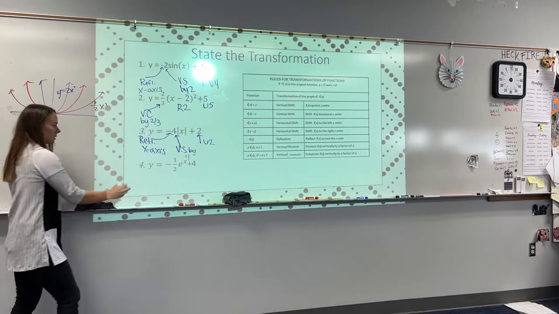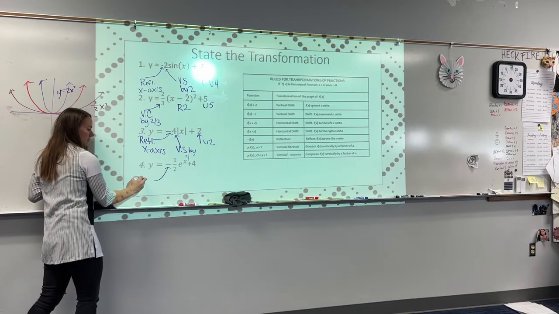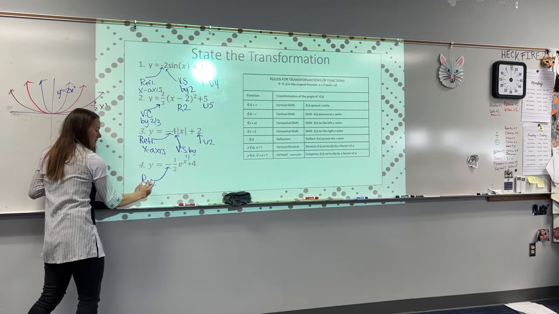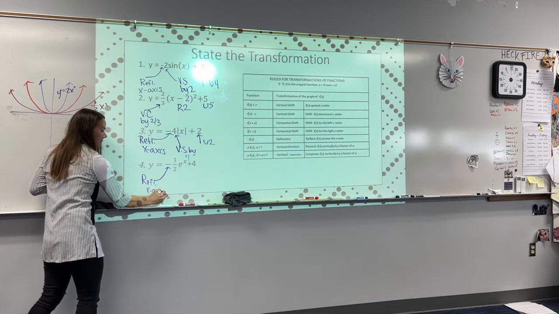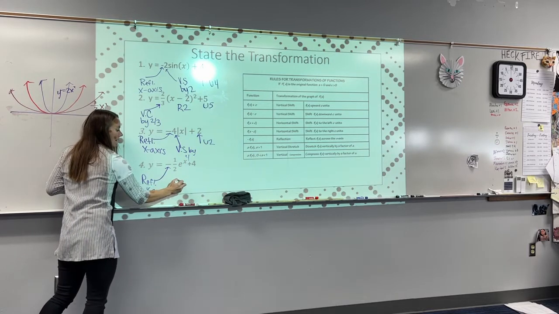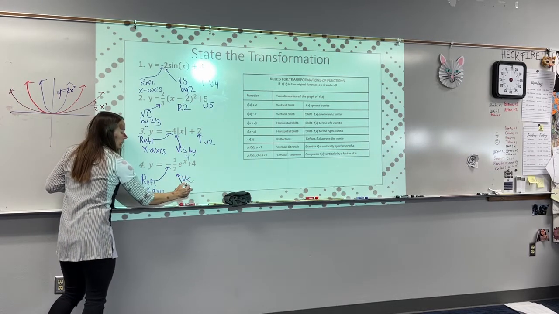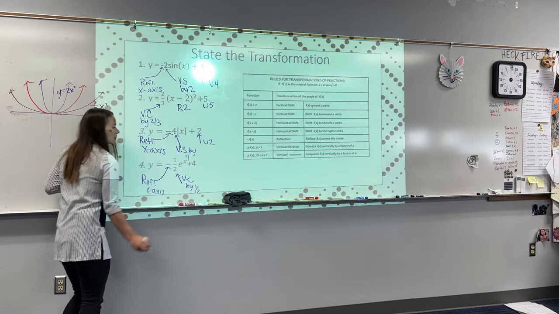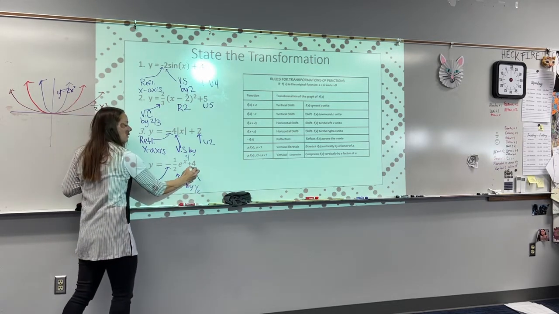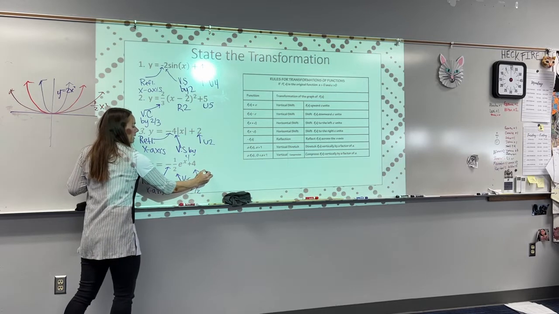Last one. The negative is reflected over the x-axis. Yep. Okay, then we have a 1/2, which is a vertical compression by 1/2. I mean, it's been smushed by a half. And then the +4 on the outside is up 4.